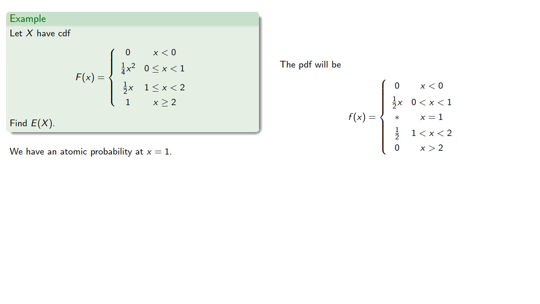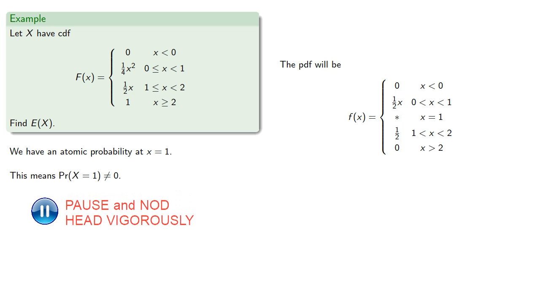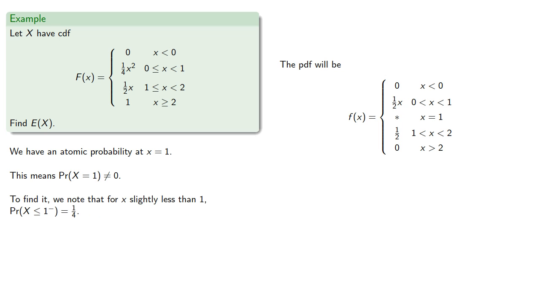Now we have an atomic probability at x equals 1. This means the probability that x is equal to 1 isn't 0. To find what this probability is, we note that for x slightly less than 1, the probability that x is less than or equal to slightly less than 1 is going to be 1/4. But the probability that x is less than or equal to actually 1 is 1/2. And so that difference, 1/4, must be the probability that x equals 1.